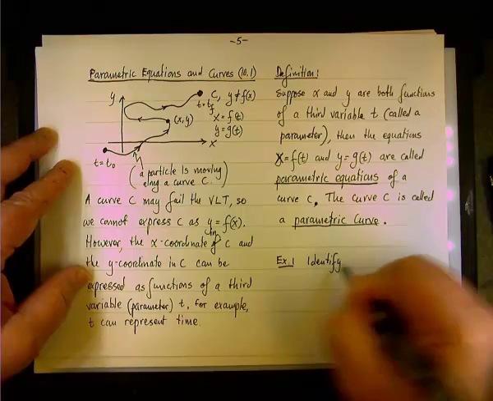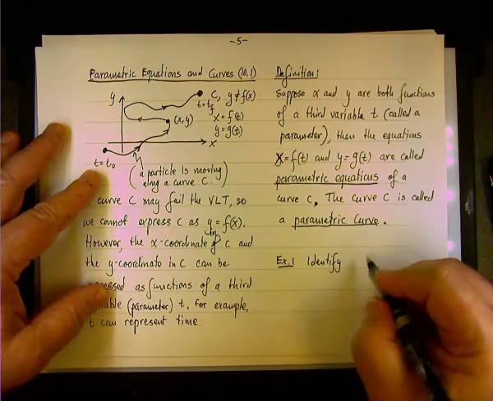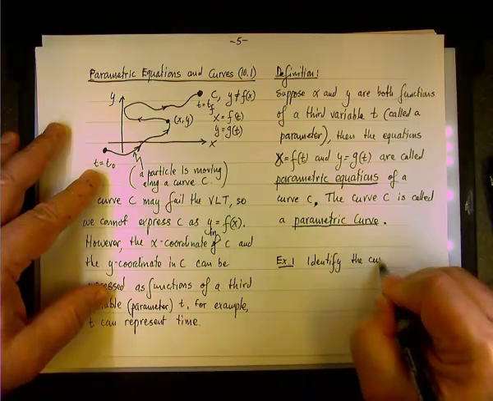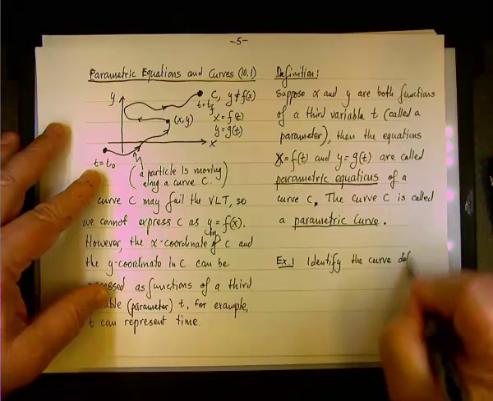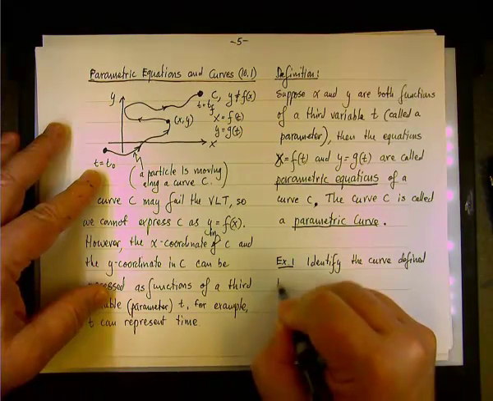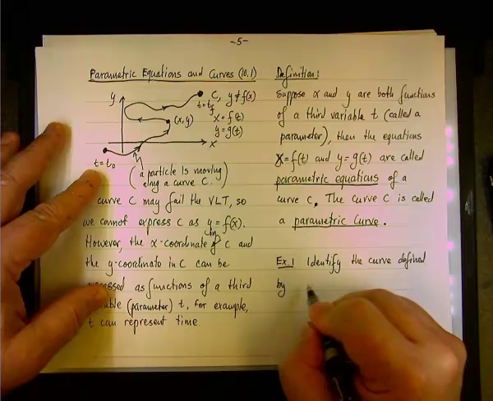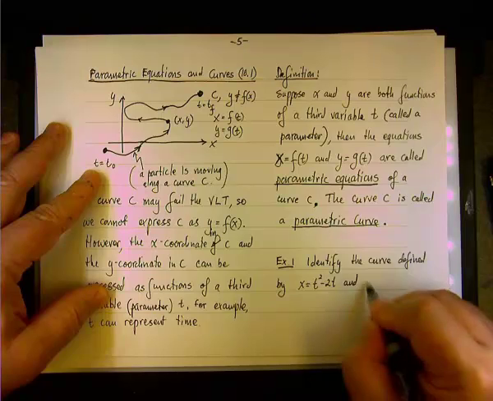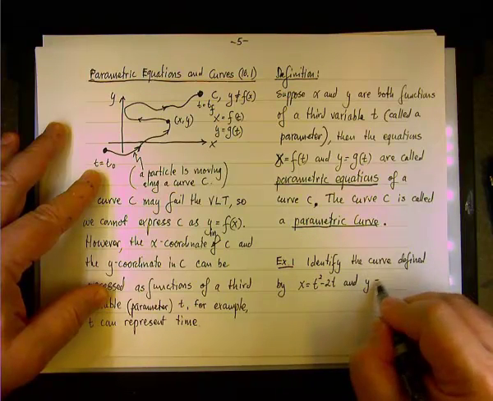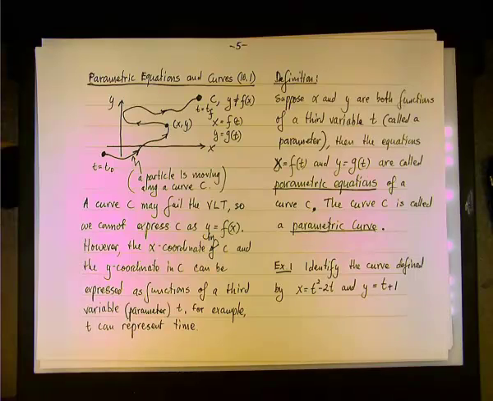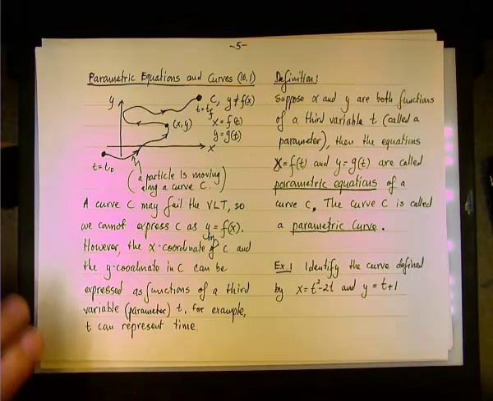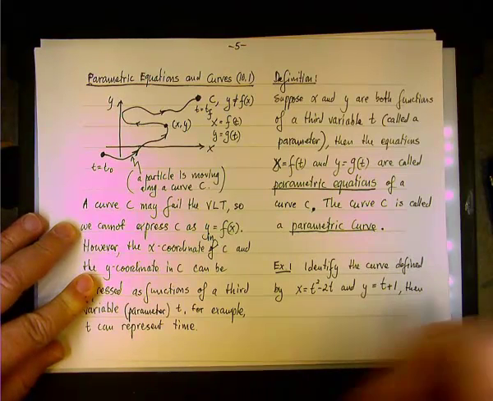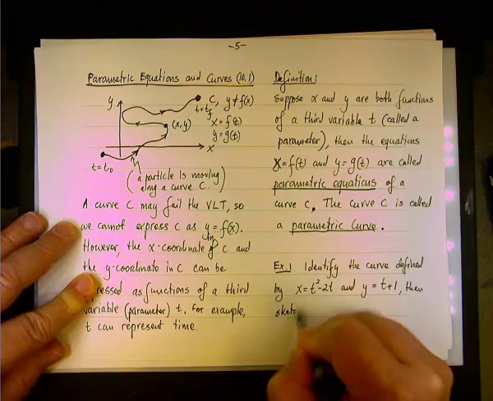Identify the curve defined by x equals t squared minus 2t and y equals t plus 1. Okay? And we can continue and say, then sketch the curve.